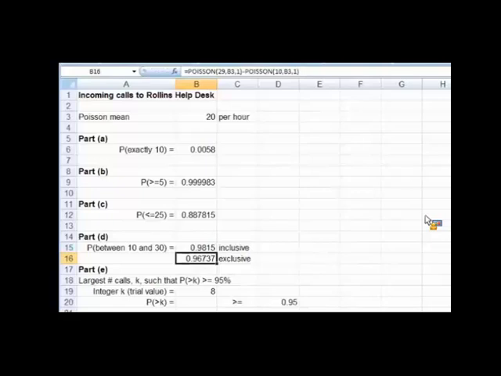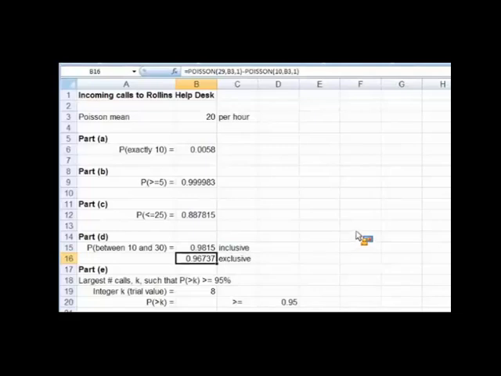Okay, then let's just take a look at one more problem, very similar to something we looked at for the binomial distribution. What's the largest number of calls, k, such that the probability of being greater than k is at least 95%? All right, so we just have to get our head around this.